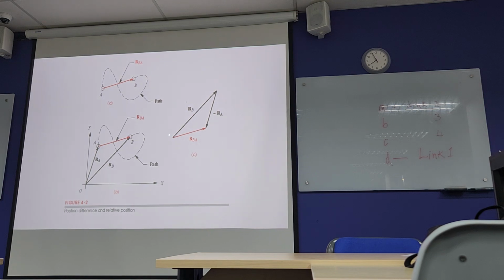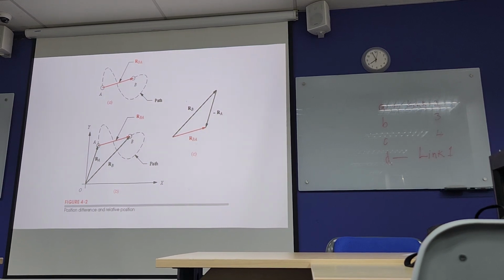Okay, so now the position of B you can write in terms of the position of A. If you refer to the equation, position of B is equal to position of A plus position of B to A. So now position of B to A can be written as position of B minus position of A. Again, this is vector addition.